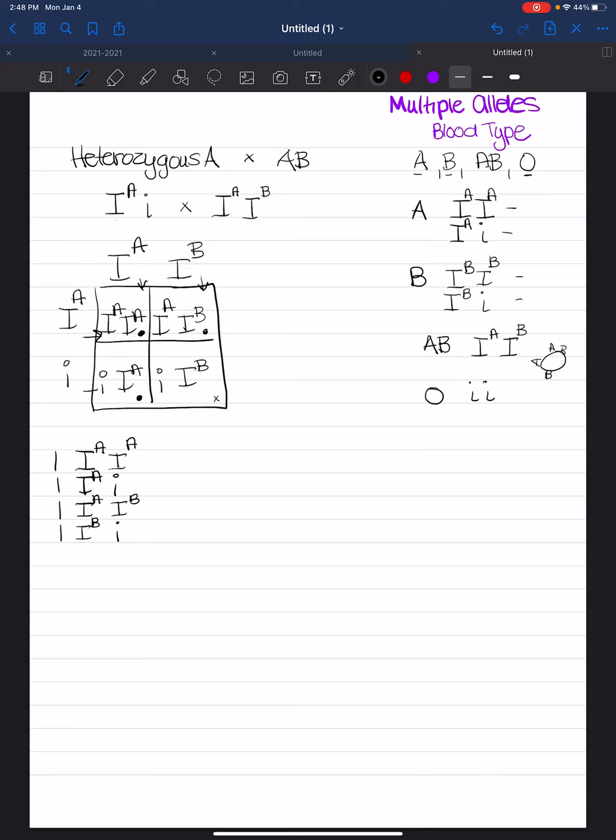So if we look at the first one, this first genotype is going to have the blood type A. Our second example is going to have the blood type A. The third one is going to have blood type AB. And the fourth one is going to have the blood type B.